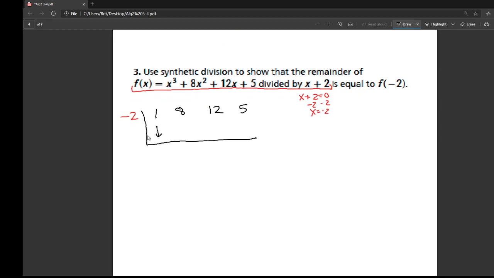Then I drop this down, so I have a 1. Negative 2 times 1 is negative 2. I add down. I do my multiplication, get negative 12. I add down. I do my multiplication, get 0. I add down, and here's my remainder. I don't really care about the rest of this. I can write it as x squared plus 6x plus 0, but really all that I care about is that remainder right there, that 5.